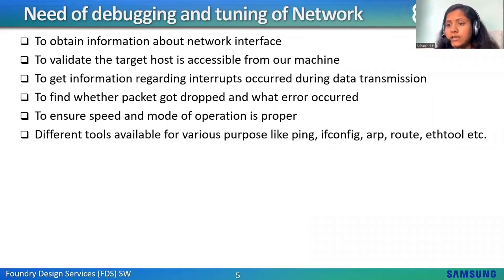For example, we can use ifconfig or Ethtool to get information about the network interface, which includes status of the link, speed, offload parameters, interrupts occurred, and number of packets dropped during data transmission, and so on. We can use iperf to check the bandwidth availability and to validate whether the host target is accessible or not. We can use ping, traceroute, or dig, which diagnoses everything DNS. Another popular command is netstat, which we use to get all information about TCP connections.